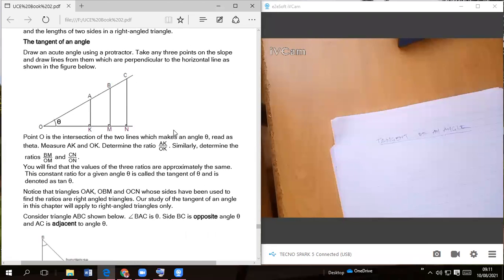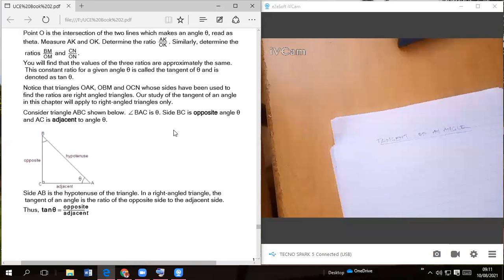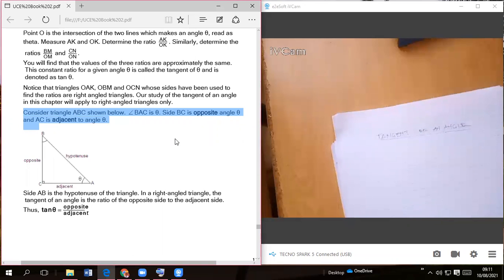Alright, so let me take you through this part where we have: consider triangle ABC as shown at this point here that I've highlighted. So they are saying that consider triangle ABC as shown.